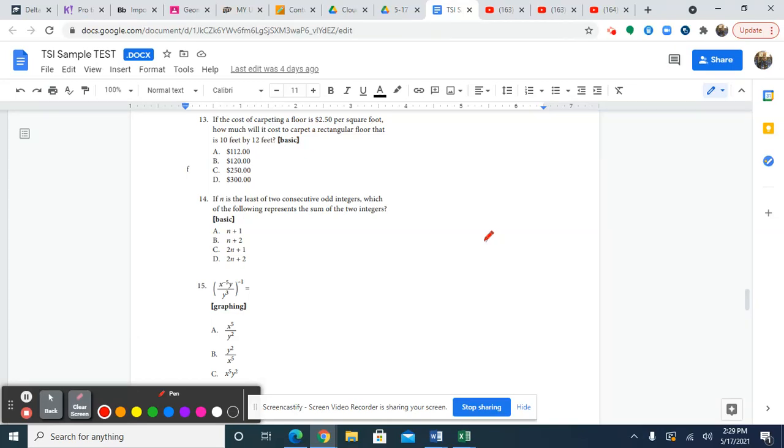Look at number 13. It says the cost of carpeting a floor is $2.50 per square foot. How much will it cost to carpet a rectangular floor that is 10 by 12? So we have a rectangular floor that is 10 by 12. Basically, what we're trying to do is figure out the area of the floor that we need to carpet, which in this case would be 120.